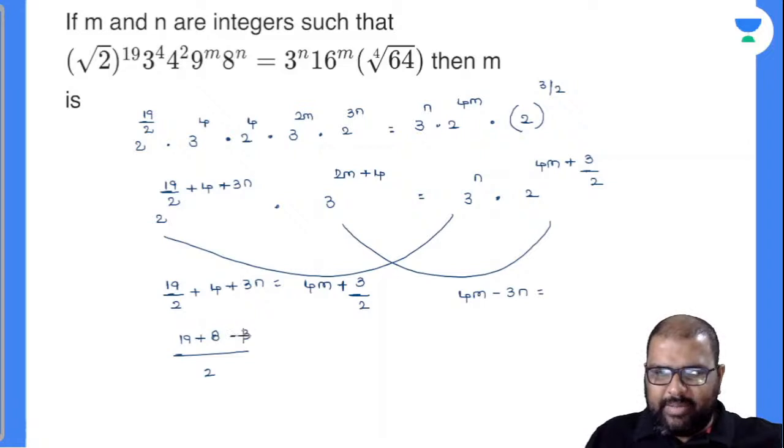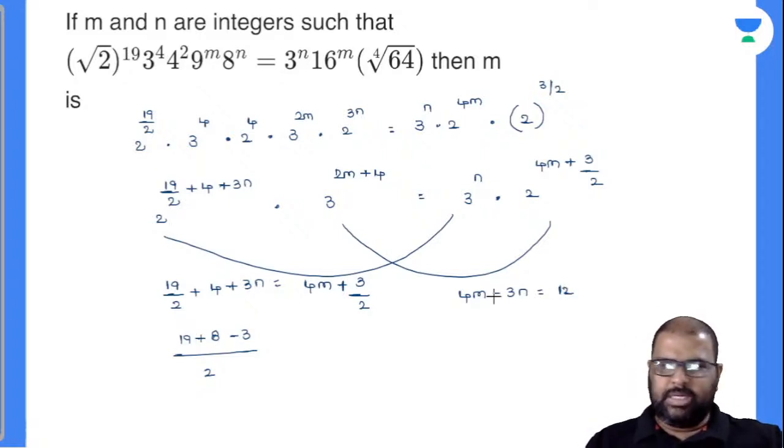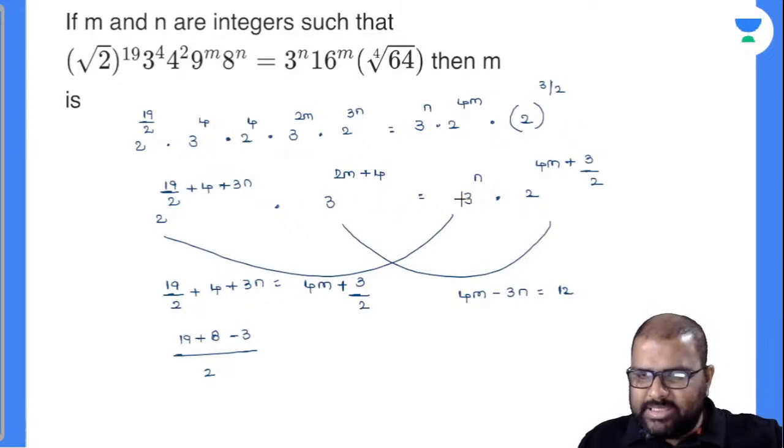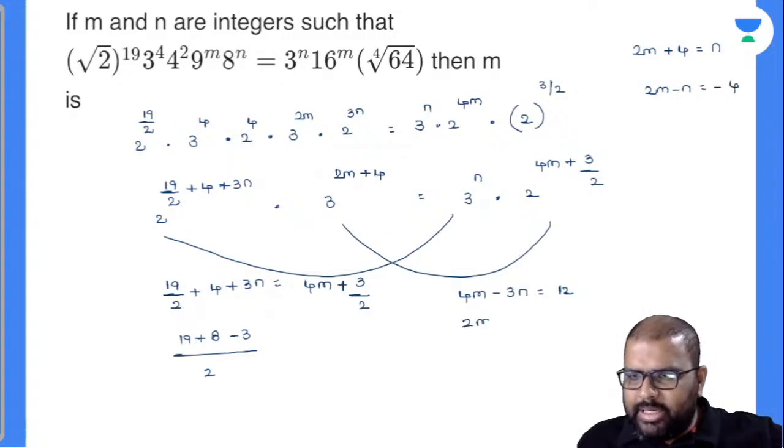Am I right or wrong? So 8 minus 3 is 5. 19 plus 5 is nothing but how much? 24. 24 divided by 2, is it 12? Yes, it is 12. Similarly, I can get these equations there. 2m plus 4 is equal to n. So 2m minus n is nothing but equal to minus 4.